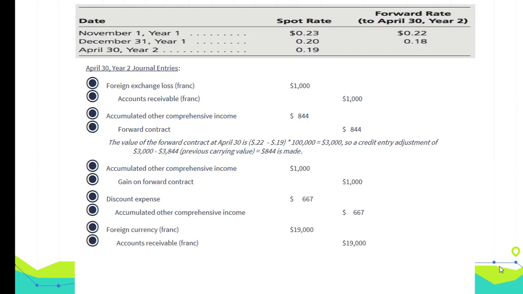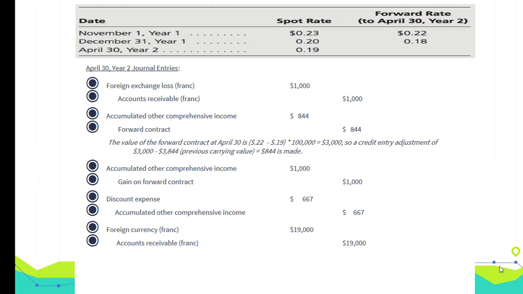So now Alexandria Company receives payment from the foreign customer in francs. So Alexandria Company receives now 100,000 francs. It has collected on the accounts receivable, so now we can close out the accounts receivable relating to this transaction. That foreign currency of 100,000 francs is worth $19,000 based on the spot rate as of April 30, year 2.